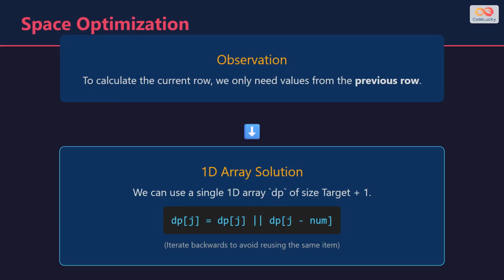If you look closely, to calculate the current row, we only ever look at the immediately previous row. We never need data from 2 or 3 rows back. This allows us to optimize our space. Instead of a 2D matrix, we can use a single 1D array. We just need to be careful to iterate backwards when updating the array to ensure we use values from the previous state.